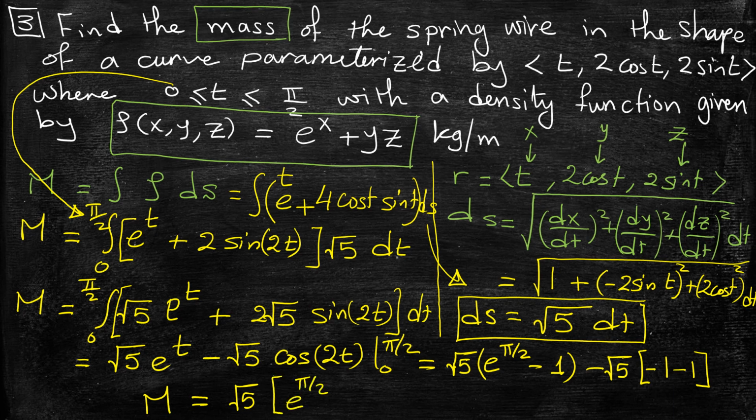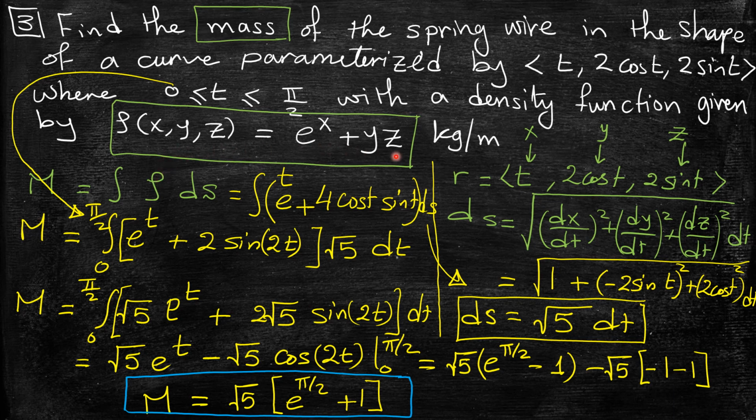And we have here minus 1, and from this term is plus 2. So this one will be plus 1. And this is the mass of this wire spring.